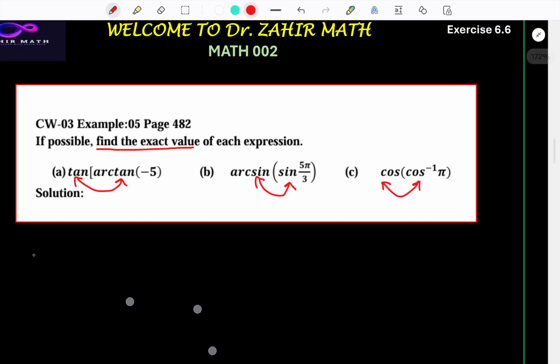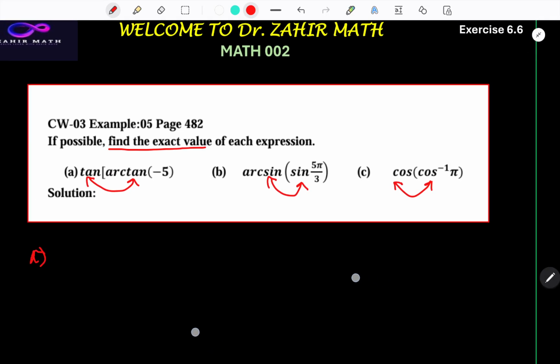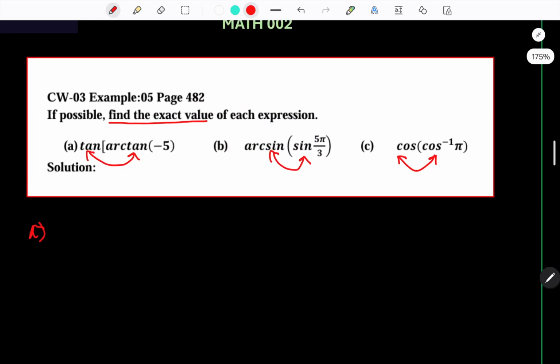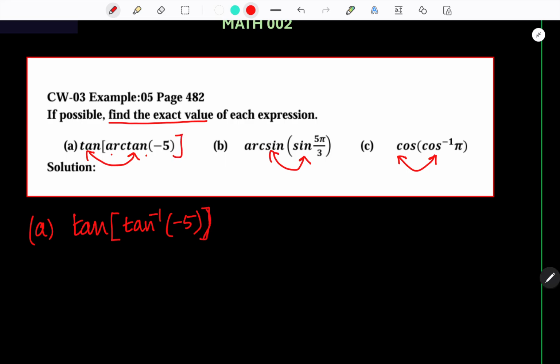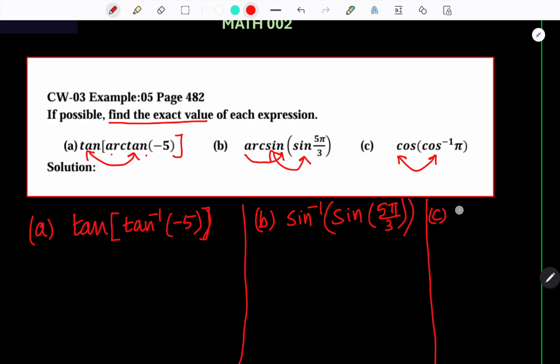So the first question is the A question. Let me erase this one. The A question is arctan, which is going to become tan inverse -5. There is a bracket missing here. Next is the B question, sine inverse. This is arc for this one. Then bracket open, sine 5 pi by 3. Then the next question C, cosine inverse pi.